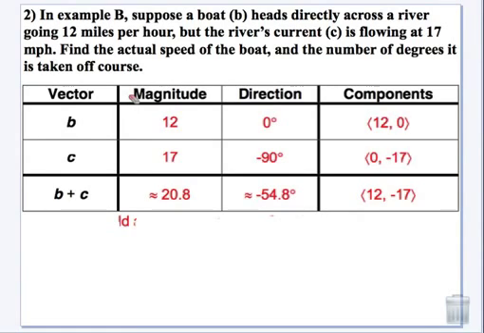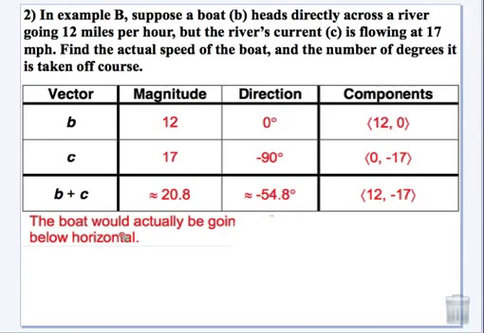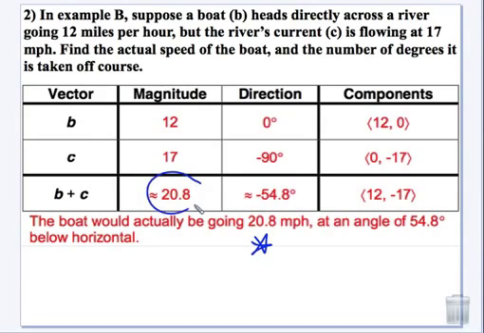You tell somebody that and they're going to look at you like you're crazy. But if you tell somebody that, hey, that boat is actually traveling approximately 20.8 miles per hour at an angle of approximately 55 degrees below the horizontal, or 55 degrees from down, however you want to word it, this part makes more sense, okay? So in these application problems, it is okay to go ahead and give me a rounded answer for your magnitude.